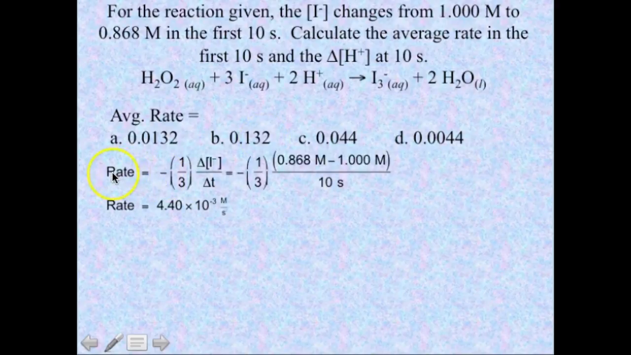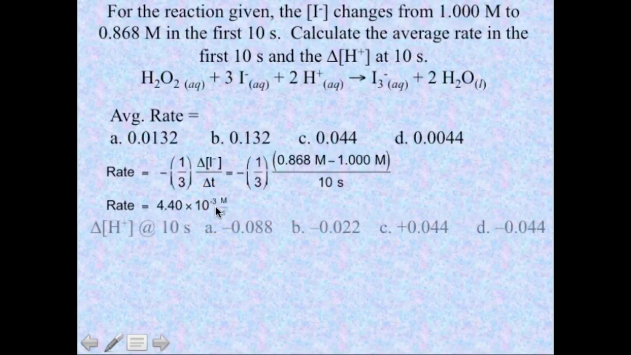Okay, here's how we would do it. The rate equals minus 1/3, right? Because the coefficient in front of iodide is 3. So it'd be 1/3 times the change in concentration of iodide divided by the change in time. So that's equal to minus 1/3, 0.868 minus 1 divided by 10 seconds. So the rate is 4.40 times 10 to the minus 3 molar per second.